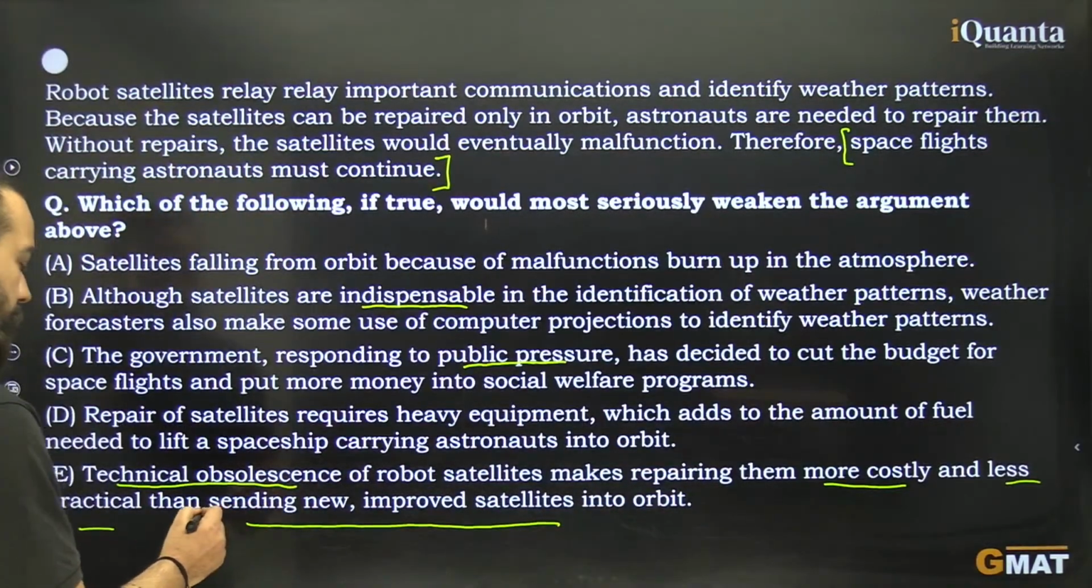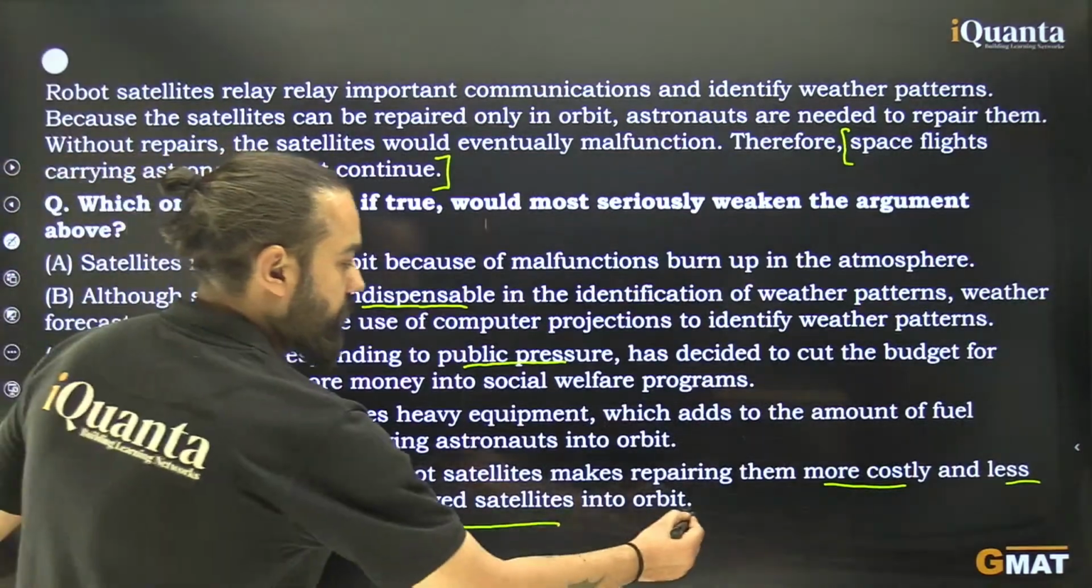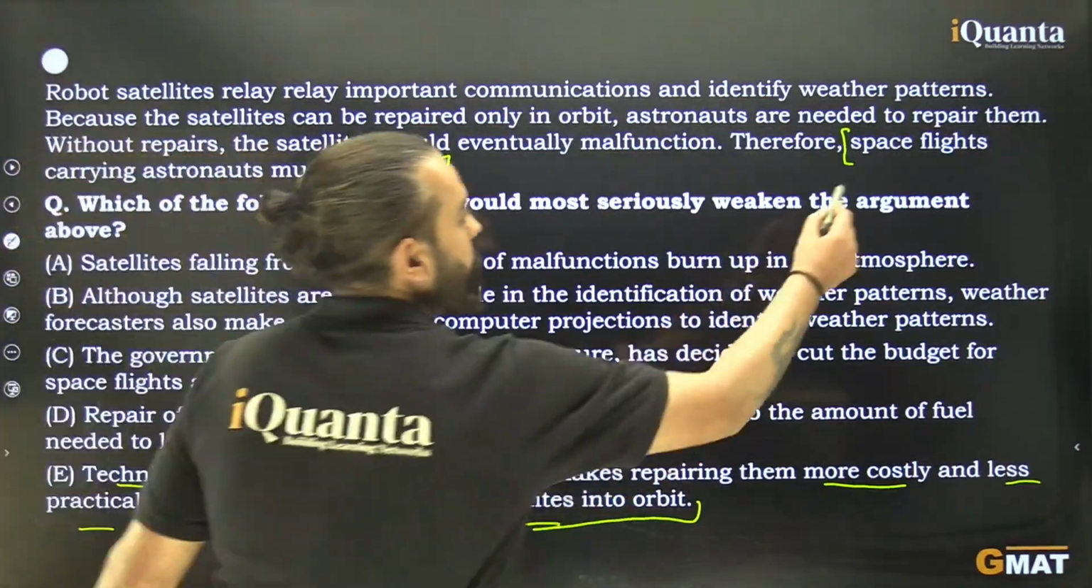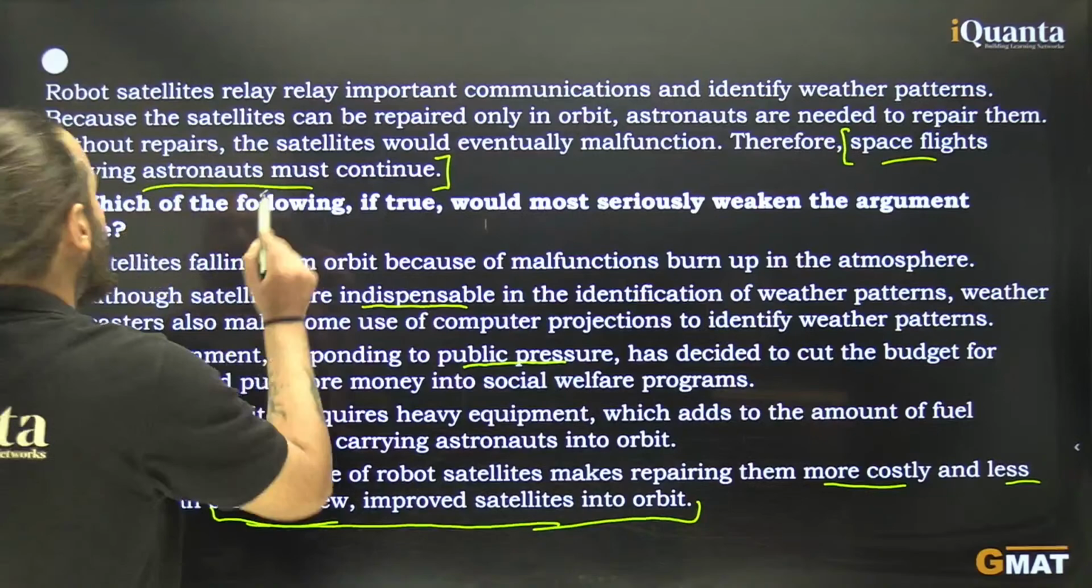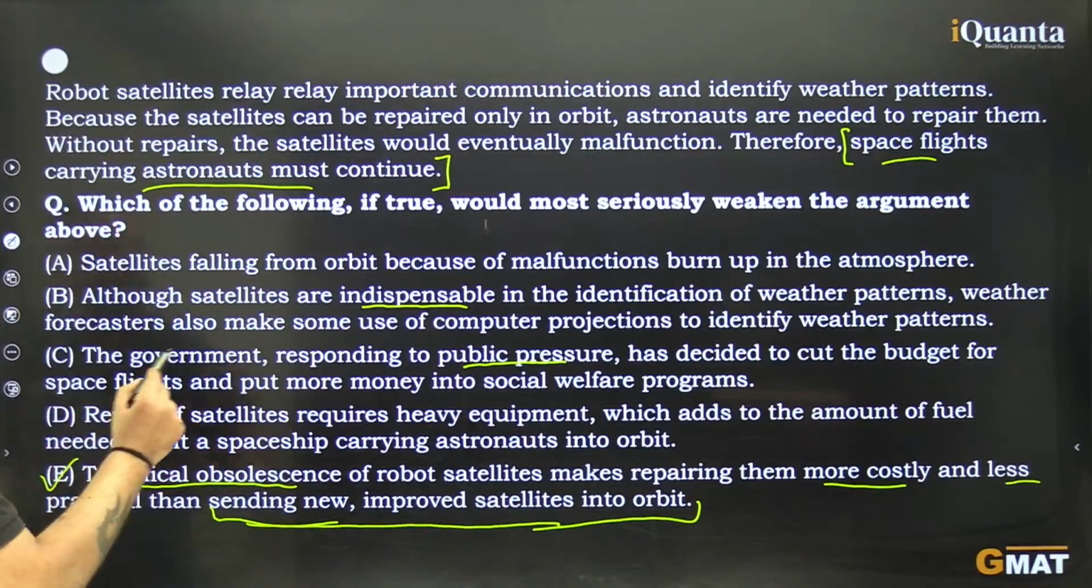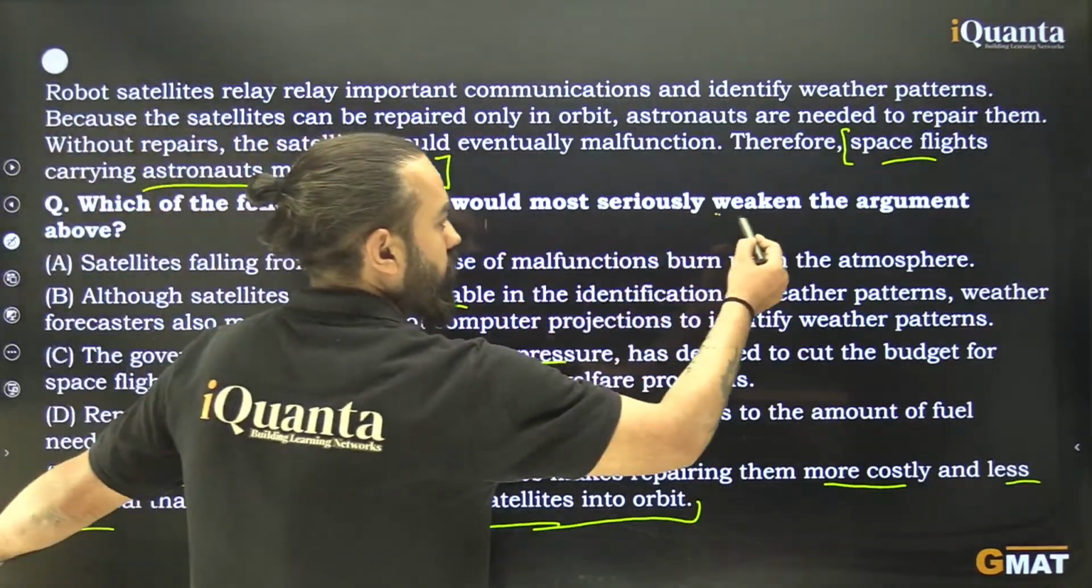Clearly, this is what we should be doing instead of this. Hence, E weakens the argument.